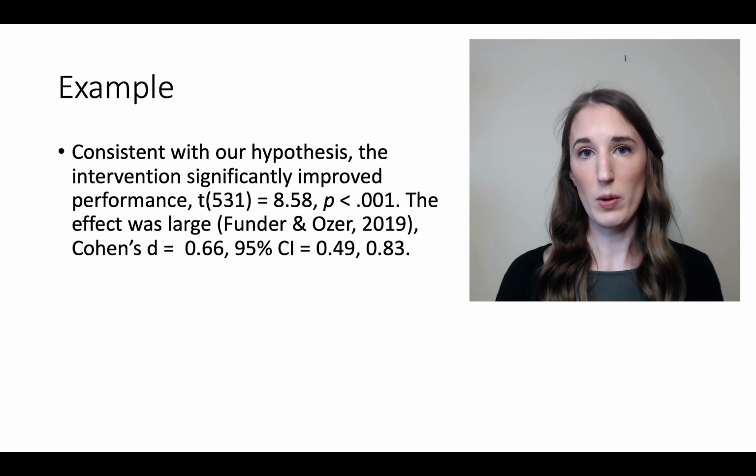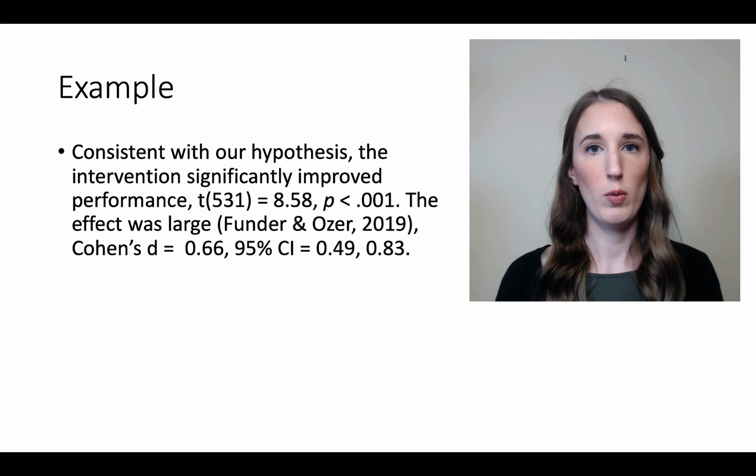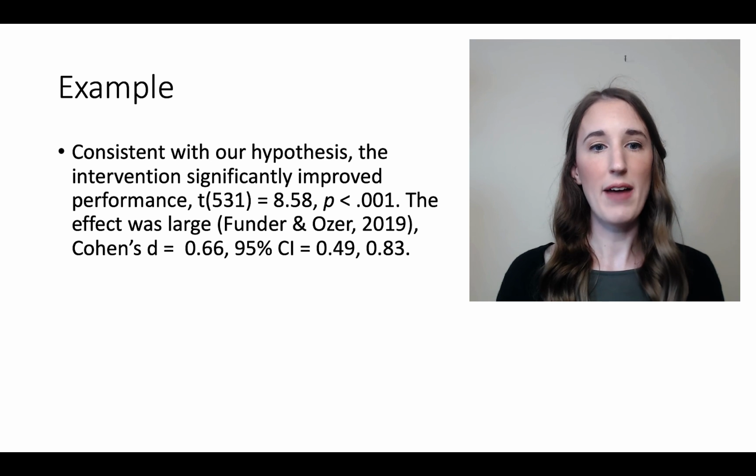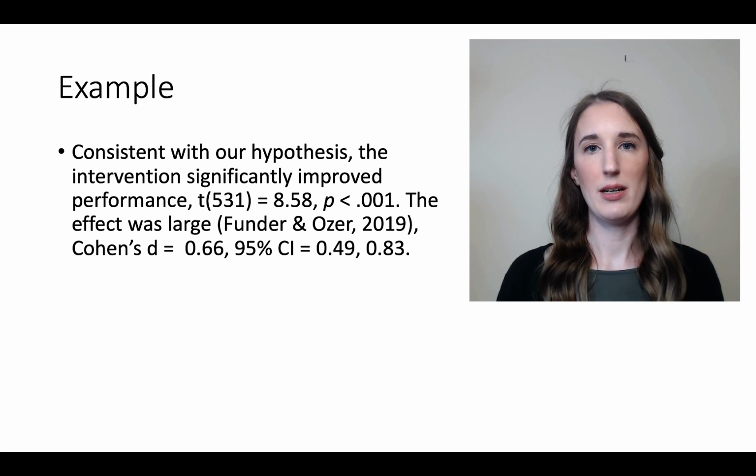I cite my source because there are different guidelines out there for what's considered a small, medium, and large effect. I report the effect size, which in this case is Cohen's d, and a 95% confidence interval around that effect size. In this case, I am using causal language by saying that the intervention improved performance rather than that it was simply related to performance, because this is describing an experiment.